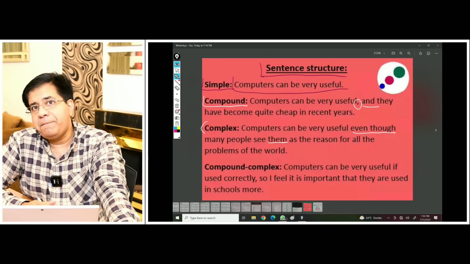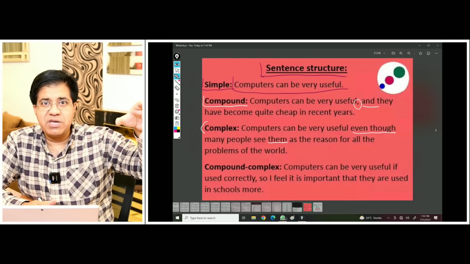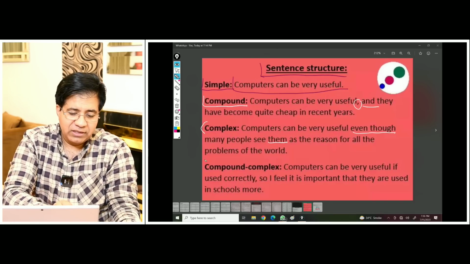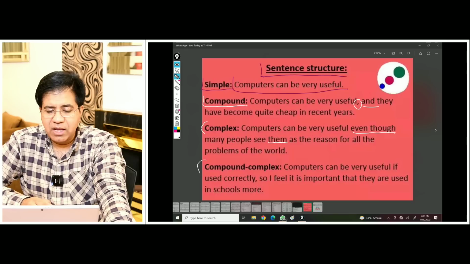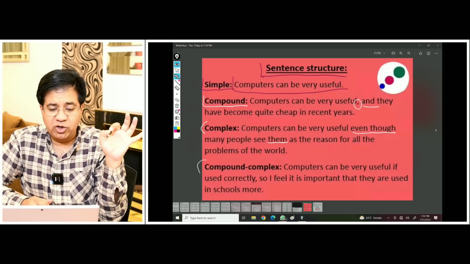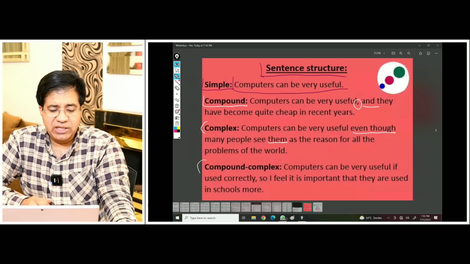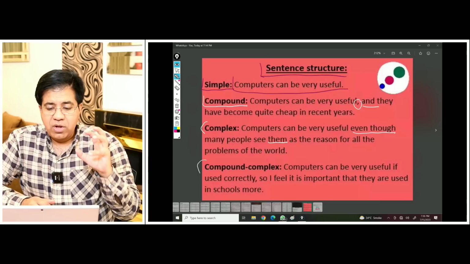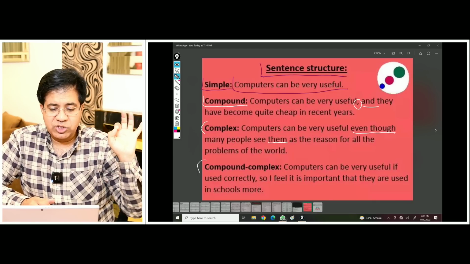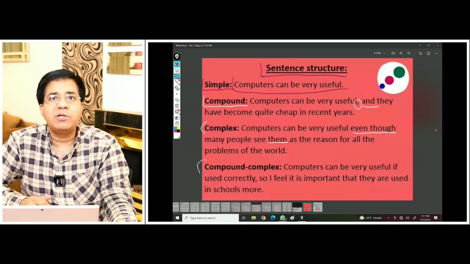And now we have compound complex. For target band 8 in writing and 8 in speaking, you need to demonstrate such types of sentences to the examiner. The sentence goes like, computers can be very useful if used correctly, comma, so I feel it is important that they are used in schools more. So, computers can be very useful if used correctly. This is one part. So, I feel it is important that they are used in schools more.